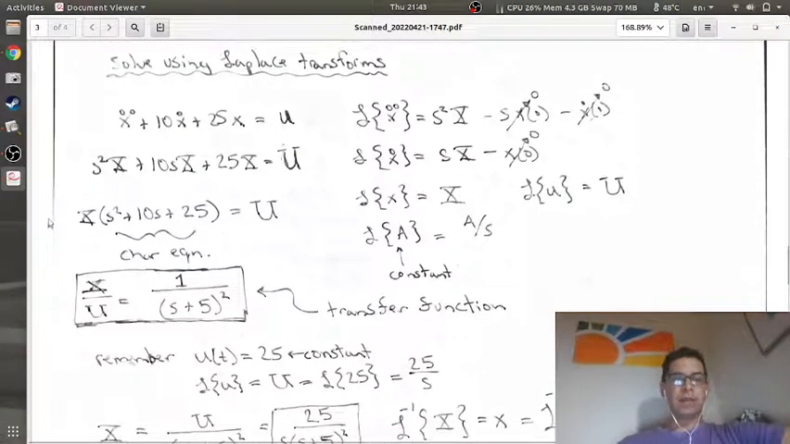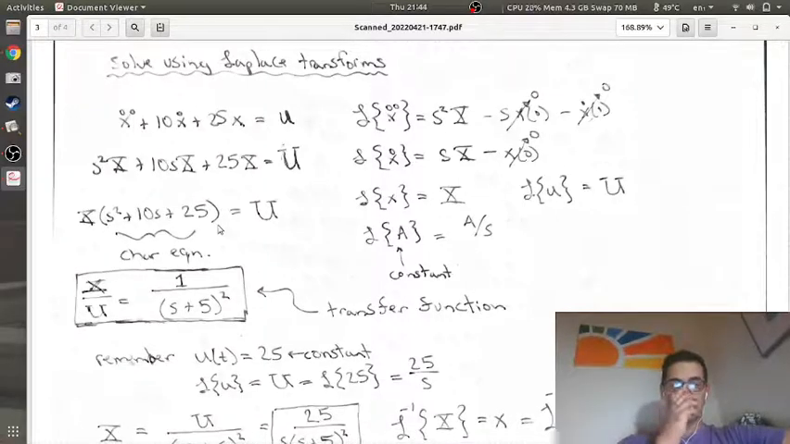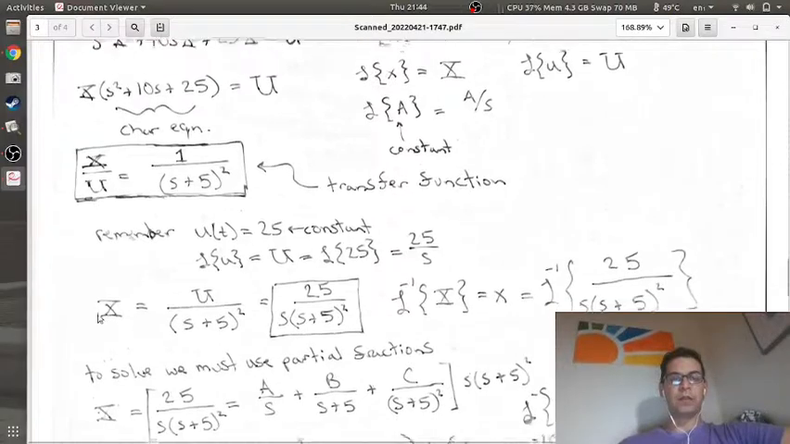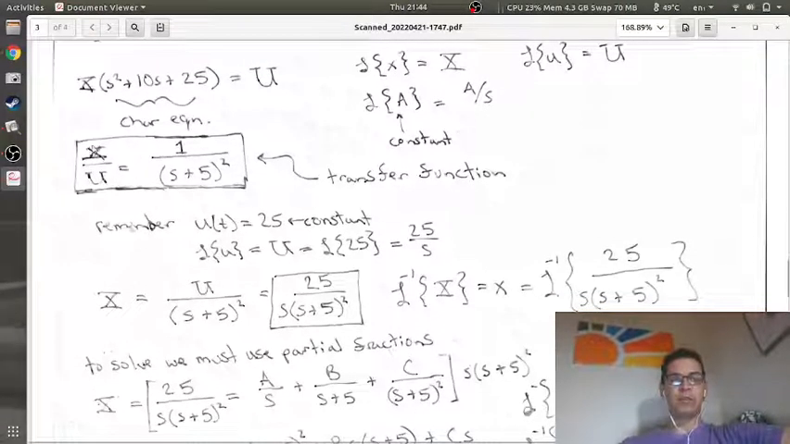Now you can pull out an X, just like we factored out the a e to the st. The only difference is we're leaving X over there. Notice that you still get the characteristic equation, which I think is kind of interesting. Now again, you can factor this and get 1 over s plus 5 squared, and you can also bring U to the other side, and this is a standard transfer function, output over input, and this is our transfer function.